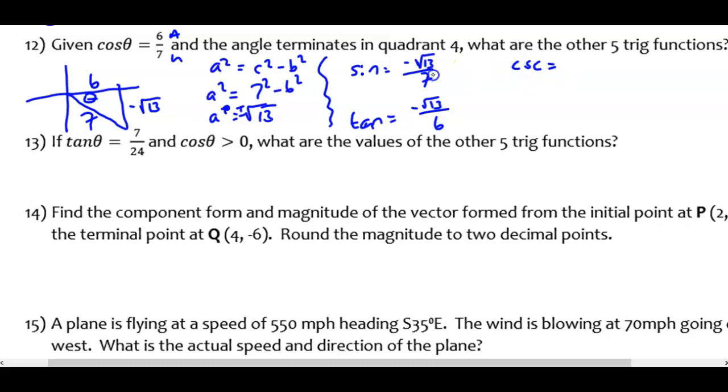Cosecant, flip this. So negative 7 radical 13 over 13. When you flip it, you got to rationalize it. So move the radical to the top. Secant, if you flip this, it's 7 over 6. And cotangent is -6 over radical 13. But again, you got to rationalize that. So -6 radical 13 over 13.